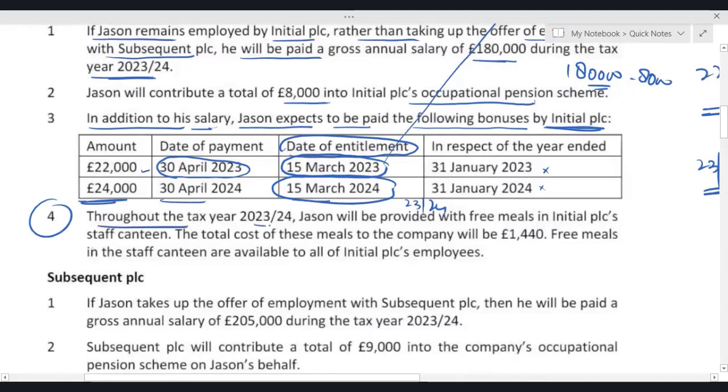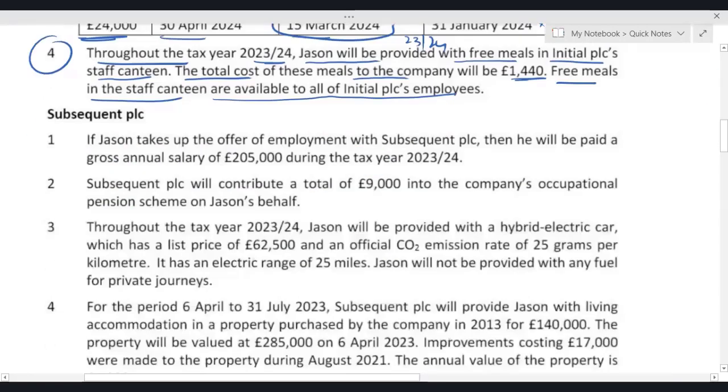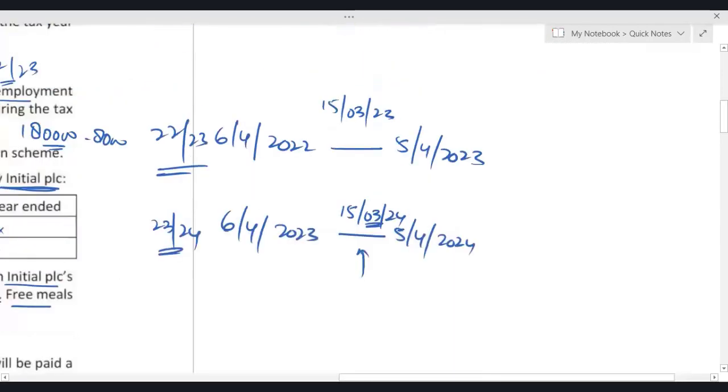Throughout the tax year 23-24, Jason will be provided with free meals in Initial PLC's staff canteen. The total cost of these meals to the company will be 1,440 pounds. Free meals in the staff canteen are available to all of Initial PLC's employees. Since they are available to all the employees, it is an exempt benefit, and you have to just write 0.